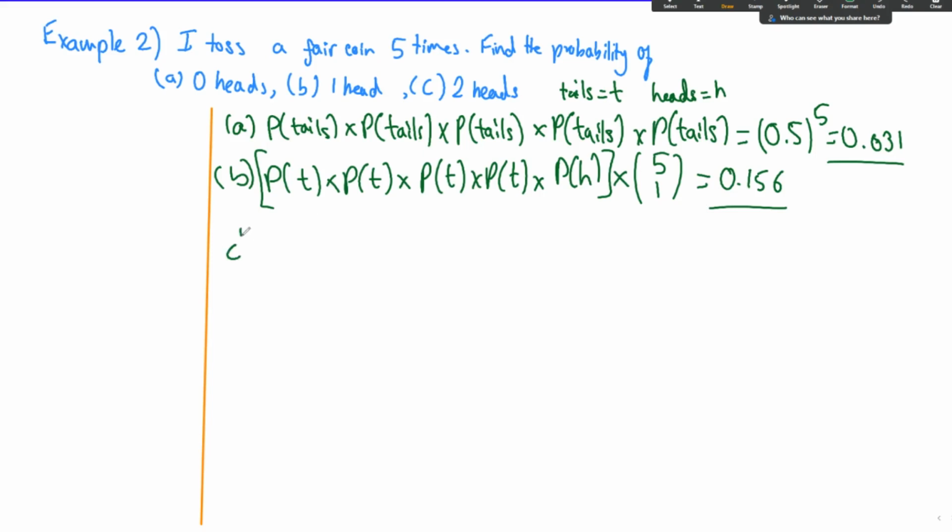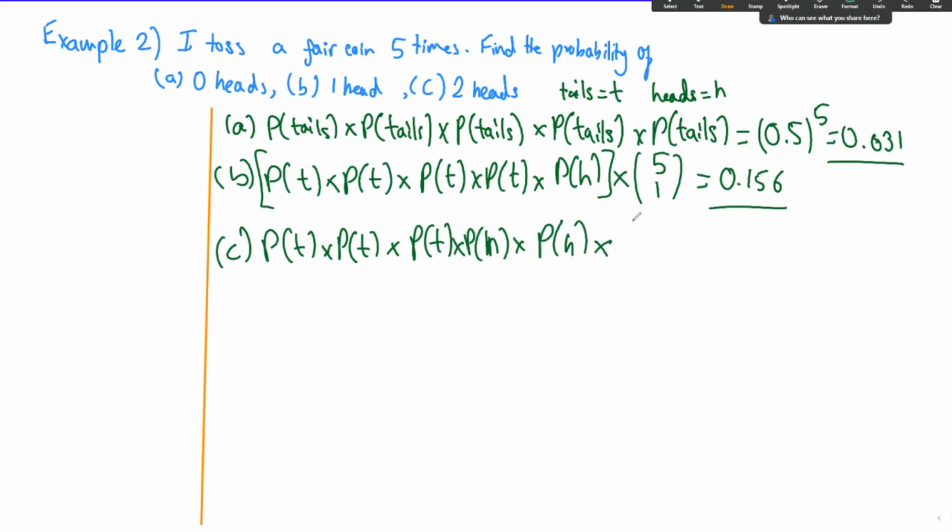And then finally, let's do two heads. So we have probability of tails times probability of tails times probability of tails times probability of heads times probability of heads. And again, this isn't our only arrangement, so we multiply it by 5 choose 2, because we have 2 heads this time, and that will give us an answer of 0.313.